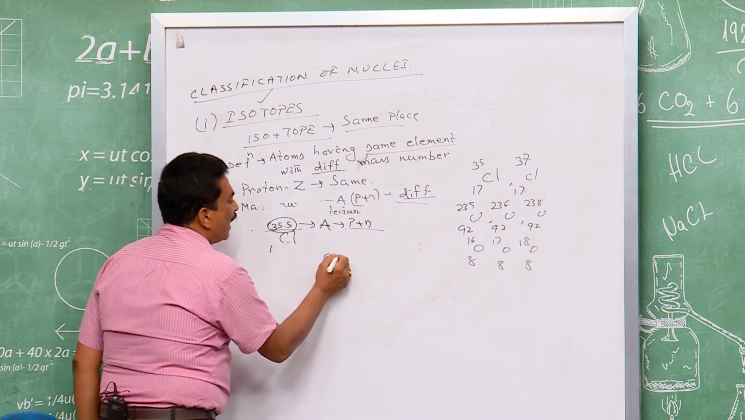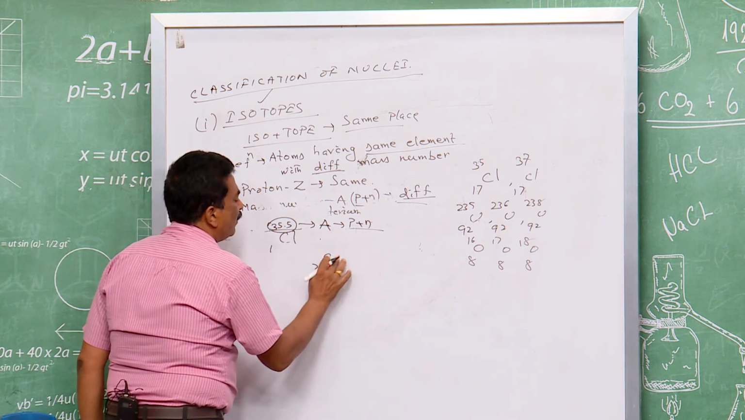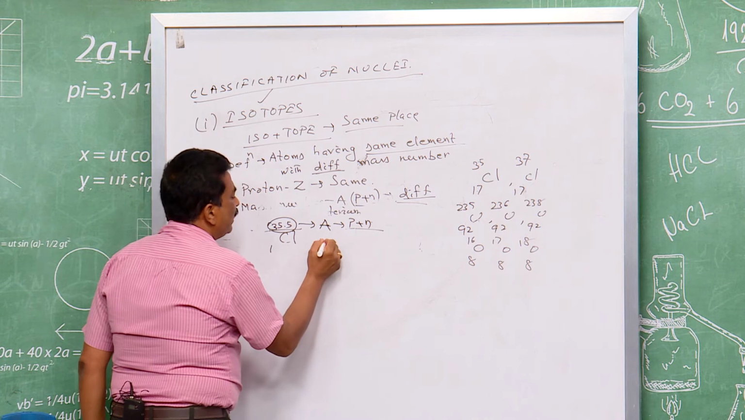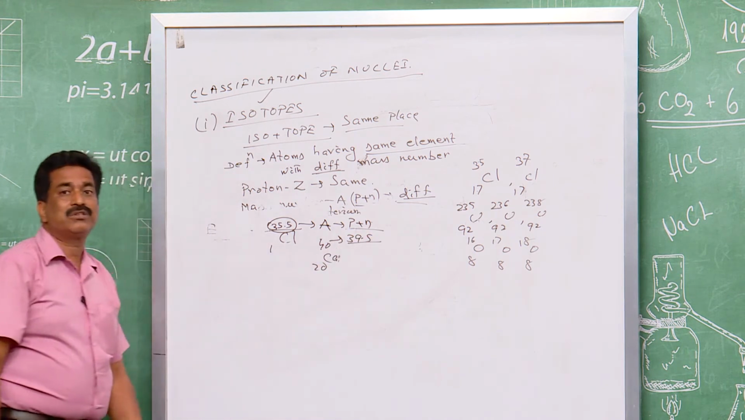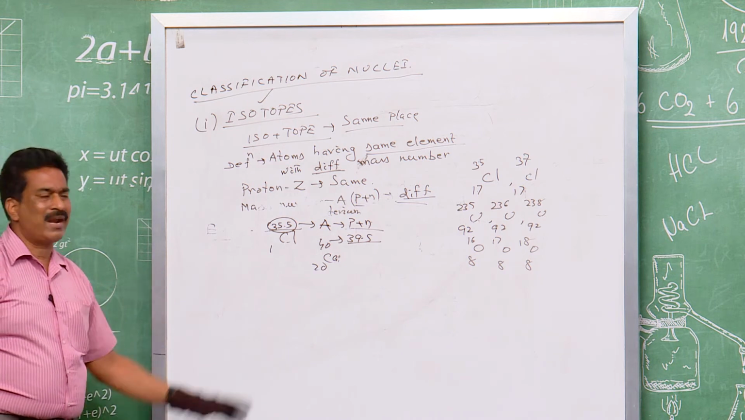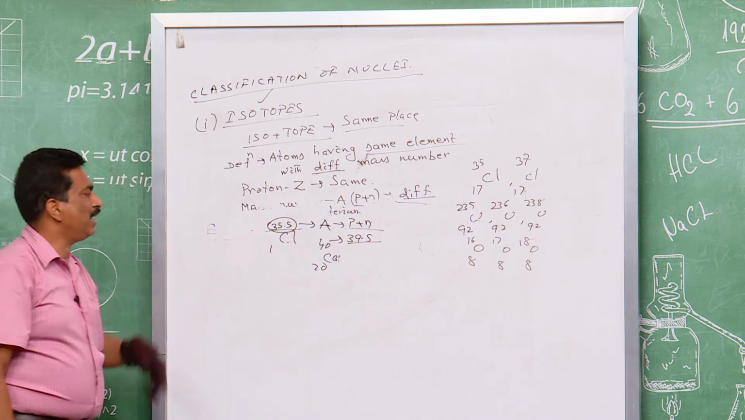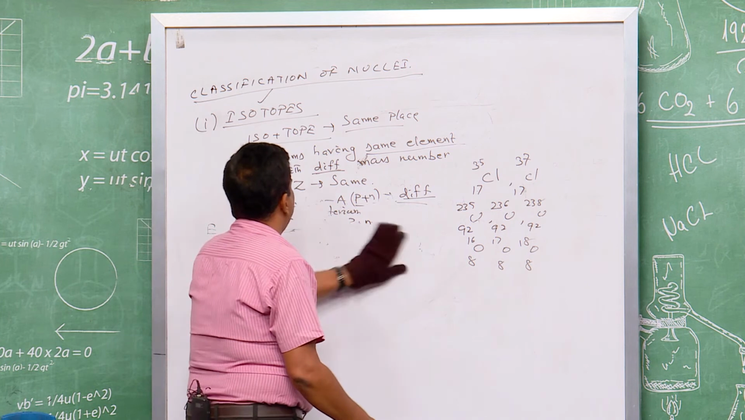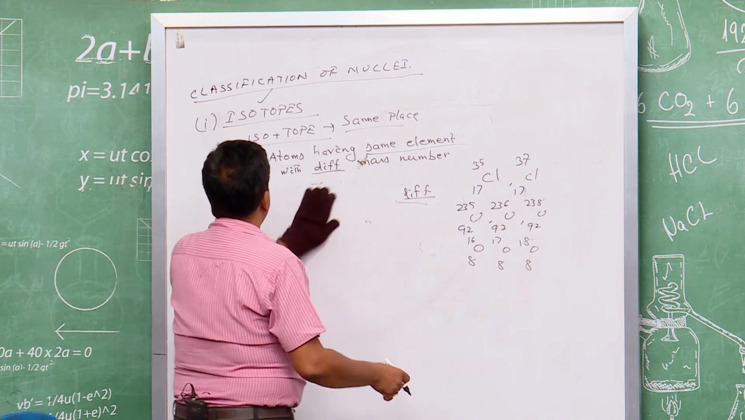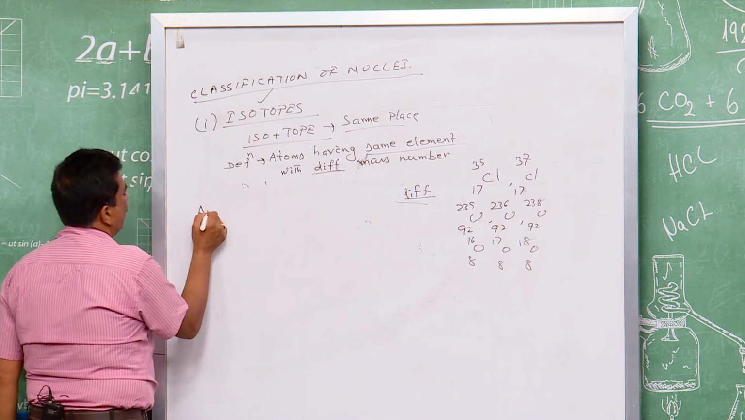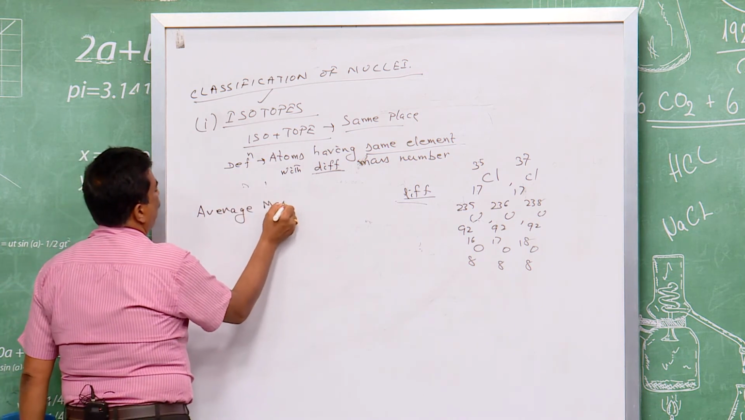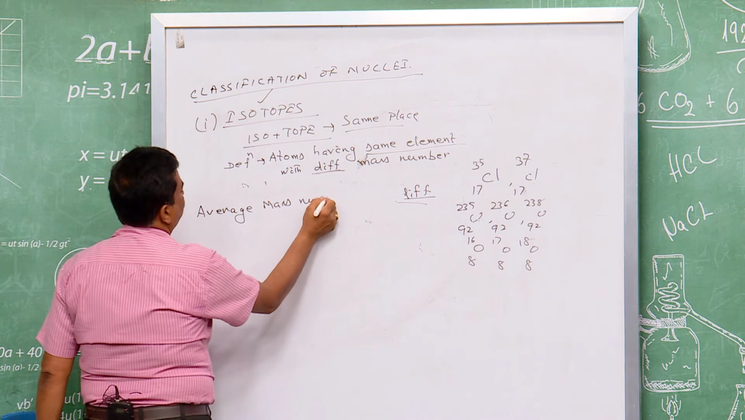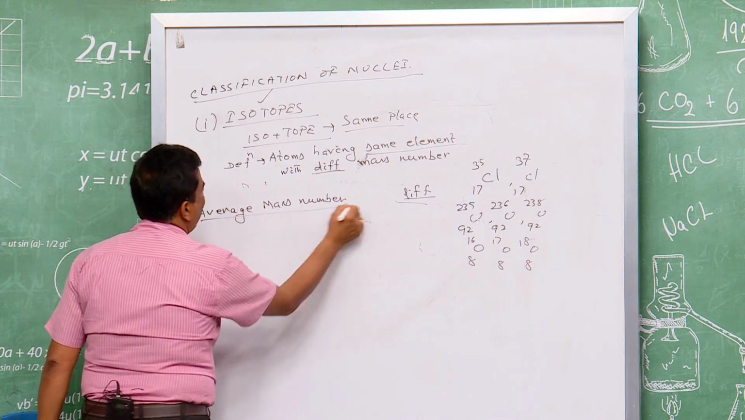Similarly, for calcium, 20 and 40, this 40 is also 39.5. So how is it a fraction? To find that fractional value, let us now discuss it in detail. So, for the average mass number.